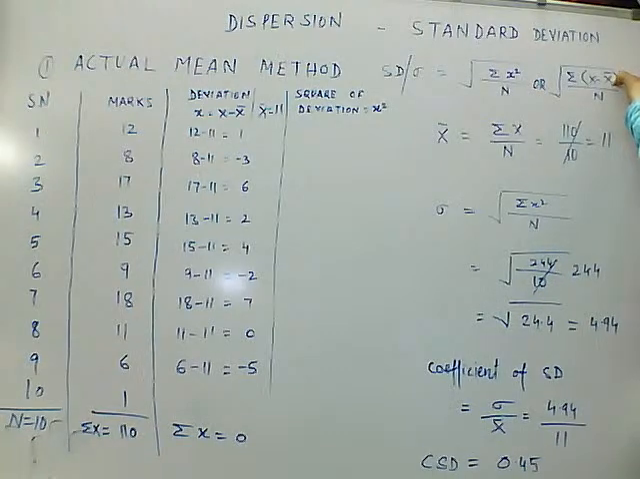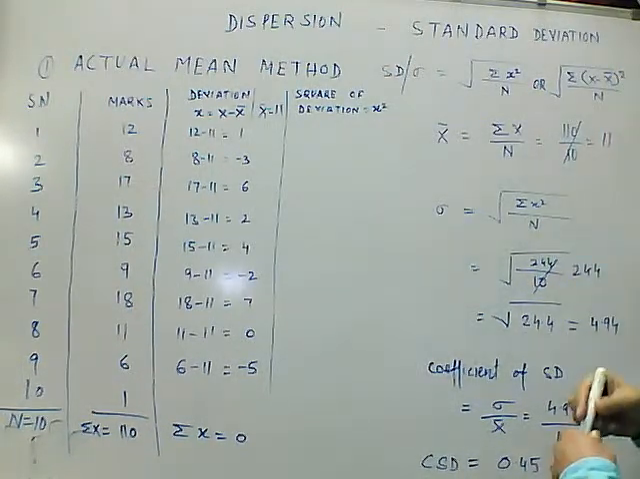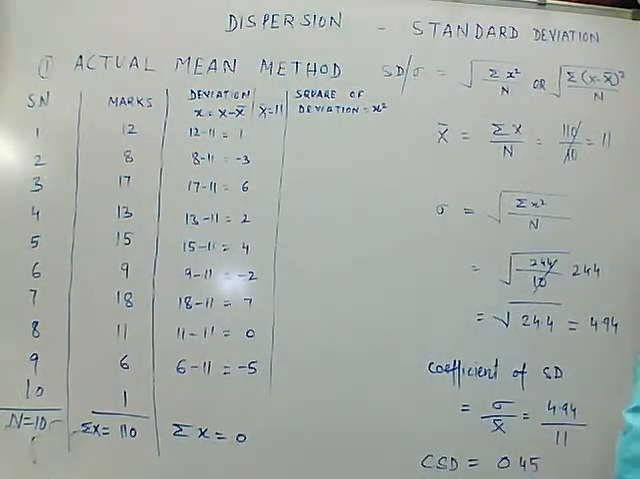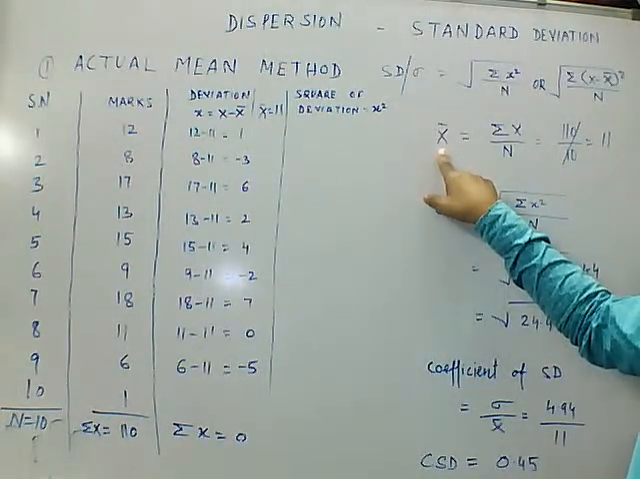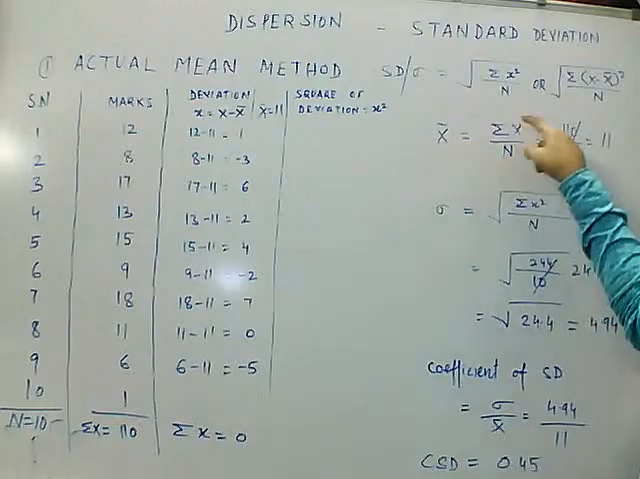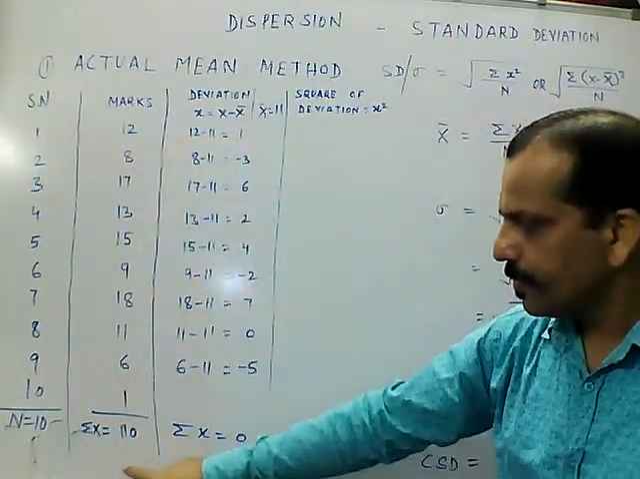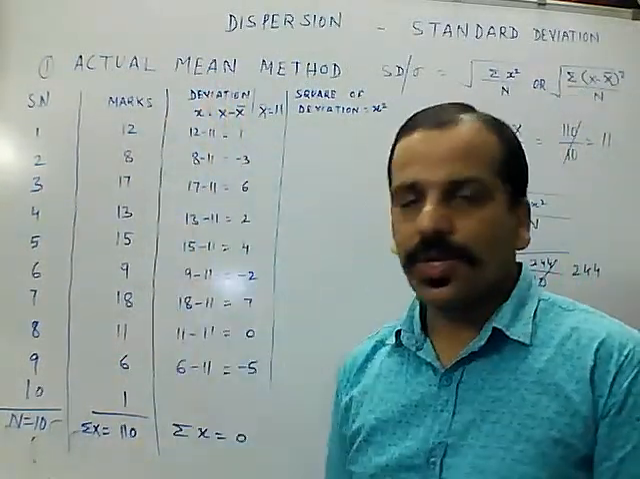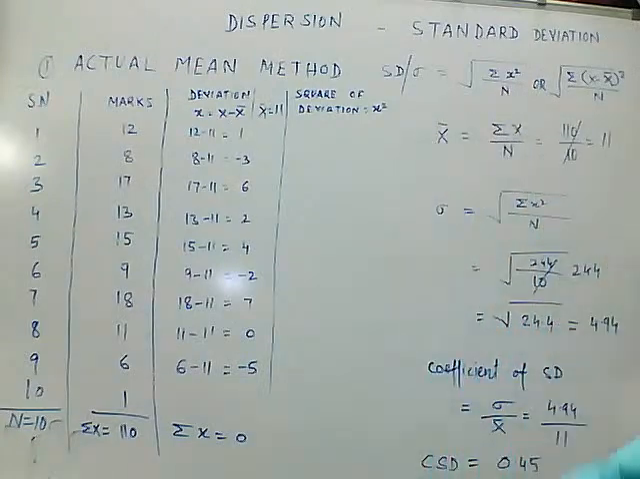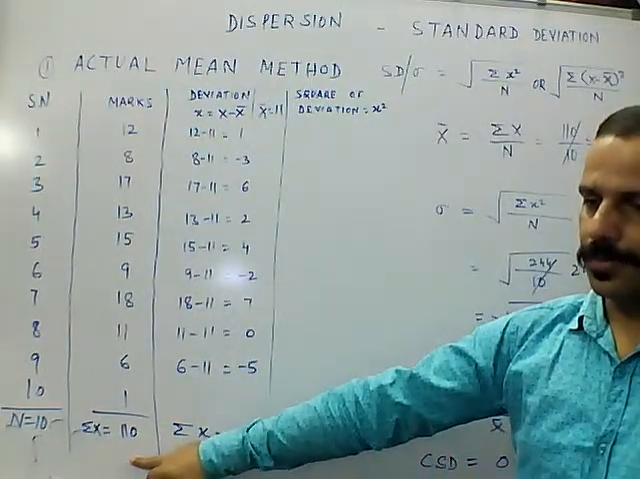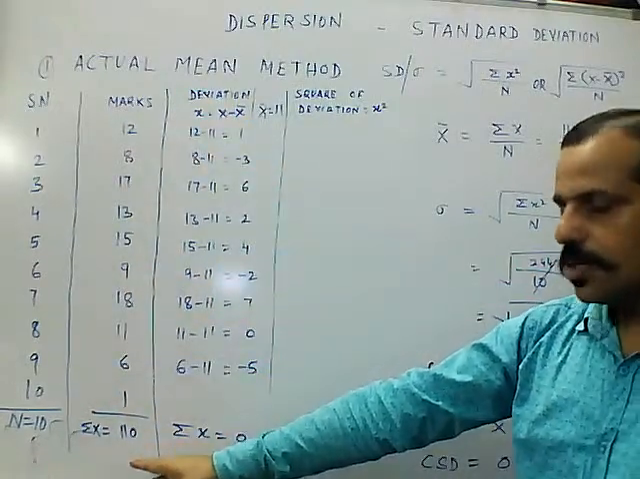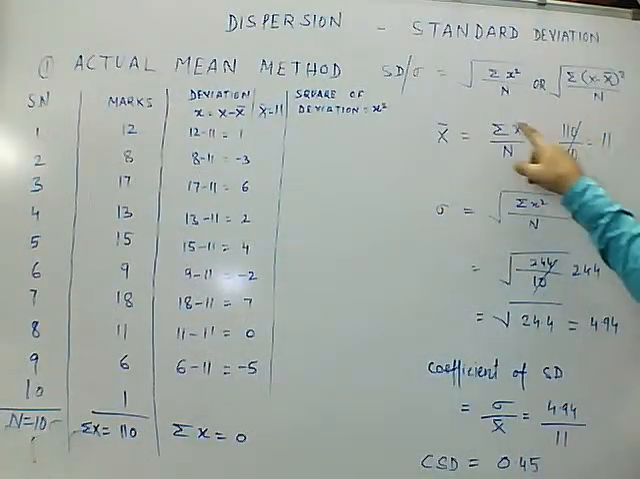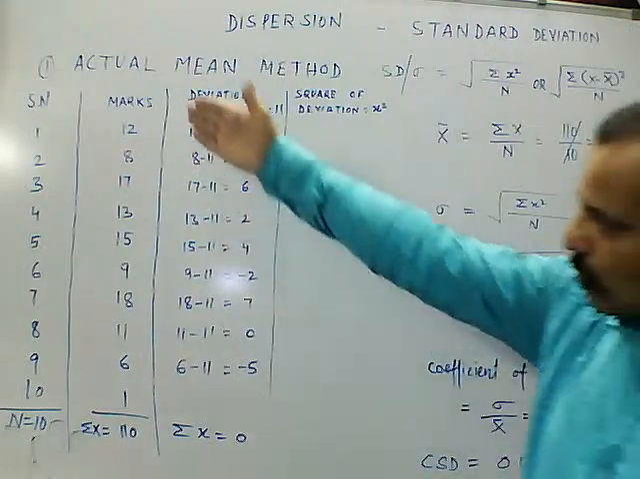X minus x bar. So this x bar means mean. Now how to calculate the value of mean? This you learned in central tendency. So mean is equal to summation x, the sum of observations, divided by number of observations. Sum x is 110, the sum of total marks obtained by all the students. If you do the sum, then you will be getting 110.